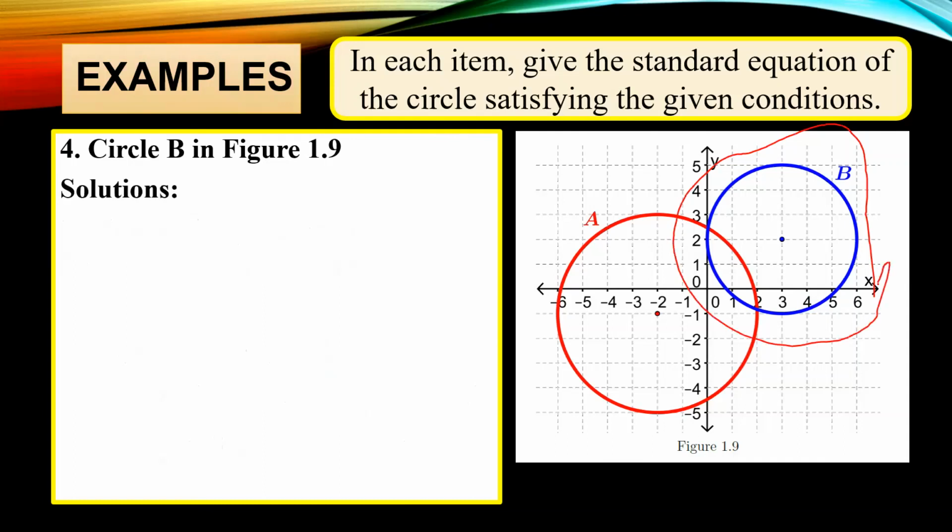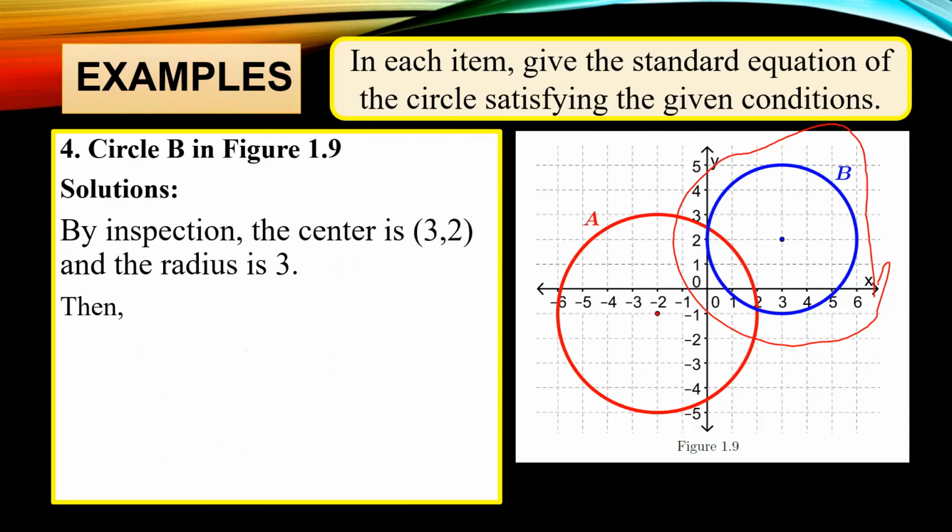So by inspection, we have the solutions. By inspection, the center is at 3, 2. Why 3, 2? So we have the coordinates. This is x and this is y. So therefore, that is the ordered pair 3, 2. Therefore, the center is at 3, 2. And the radius is 3. Why 3? Again, we will count to the right: 1, 2, 3. Upward, 1, 2, 3. Downward, 1, 2, 3. Therefore, the radius is 3.